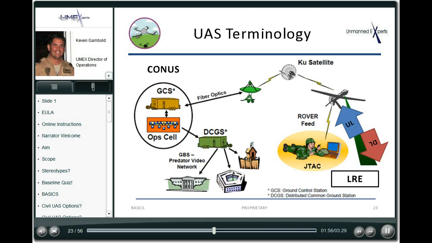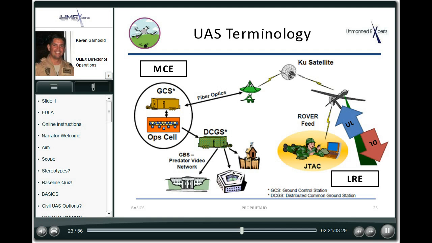And that downlink can also go to that little chap lying in the mud who is looking at Rover, which is a kind of a handheld video monitor. Right, so when the LRE have finished operating with it, they hand over to our chaps on the left-hand side, in this case America, who are the MCE, the Mission Command Element.